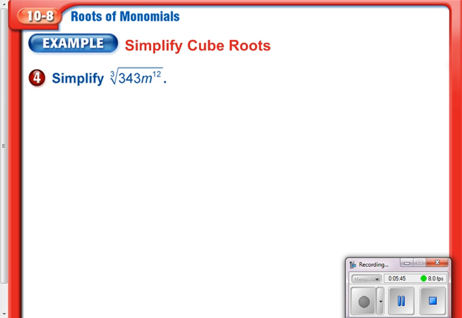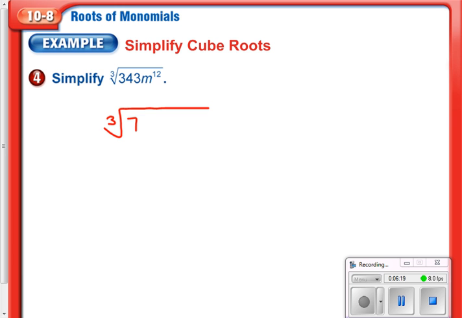Cube root of 343 m to the 12th power. I'm going to start again by breaking down using prime numbers to factor out 343. I know 343 is not divisible by 2, 3, 4, 5, 6. So I'm going to put 343 in my calculator and see if it's divisible by 7. And actually, I do find out that it is divisible by 7. So when I divide 343 by 7, I get 49.